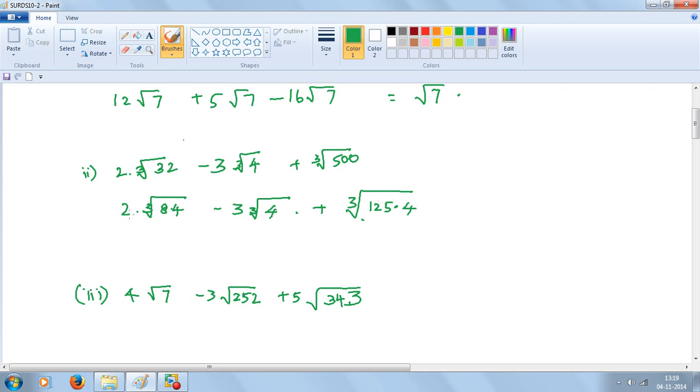Now the first factor, cube root of 8 is 2. So cube root of 8 we can take out. 2 multiplied by 2 is 4 multiplied by cube root of 4, minus 3 cube root of 4 plus 5 cube root of 4. Always write the cube root. So cube root of 4 is common in all. 4 minus 3 is 1, plus 5 is 6. So it is 6 cube root of 4. Cube root of 4, if you remember, is just like 4 to the power 1/3.